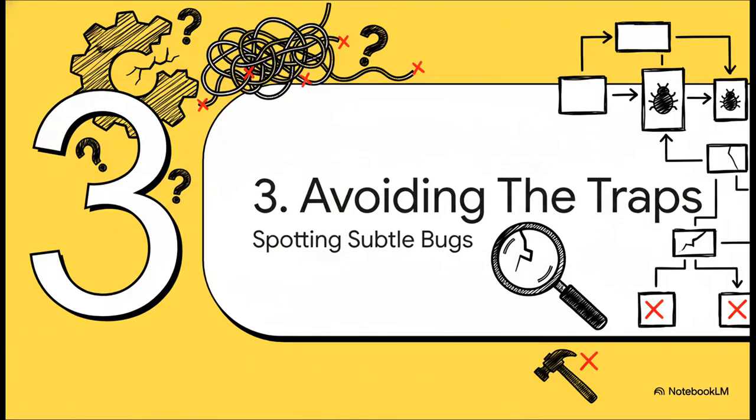Okay, so this is where the interview starts to get really tricky. You've written the code. It looks great. But now the interviewer throws you a curveball. They describe a buggy system, and they're not just testing your book smarts anymore. They're testing your debugging instincts. Can you spot those super subtle errors that can bring an entire system crashing down?